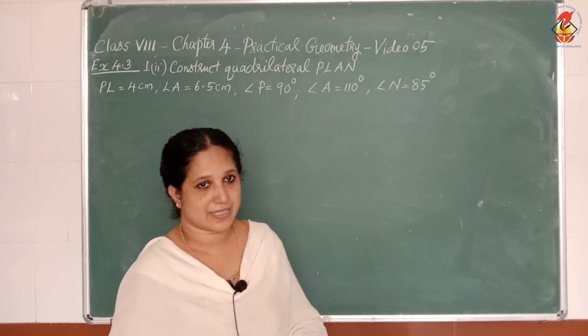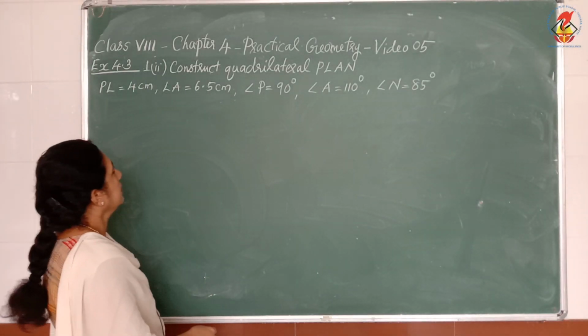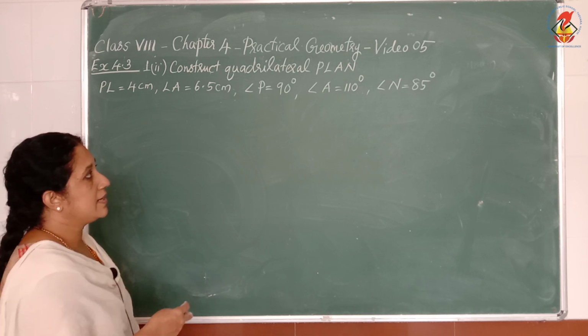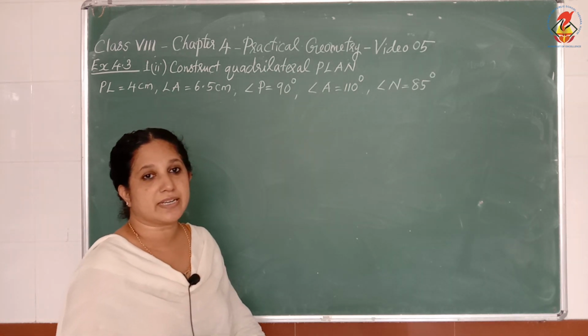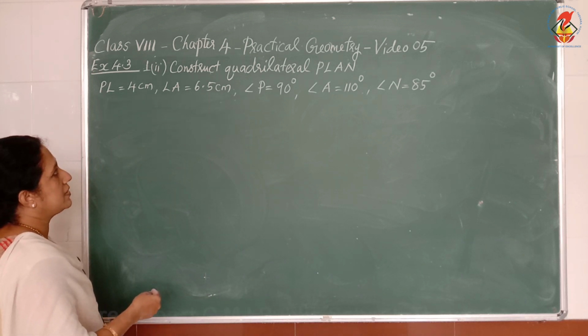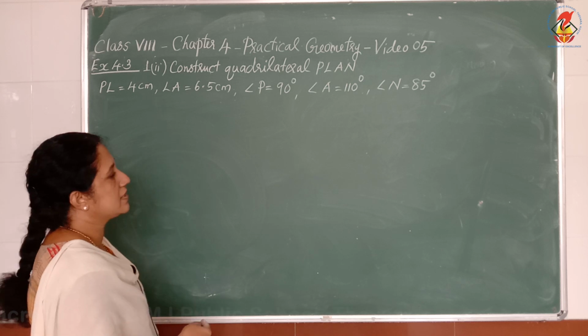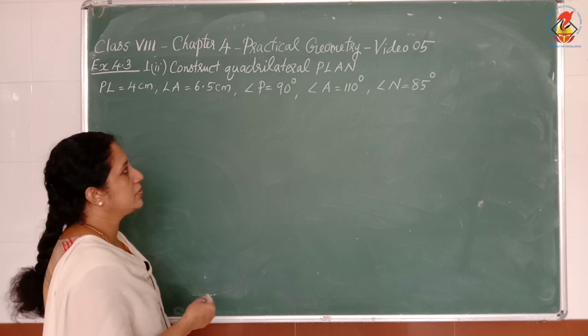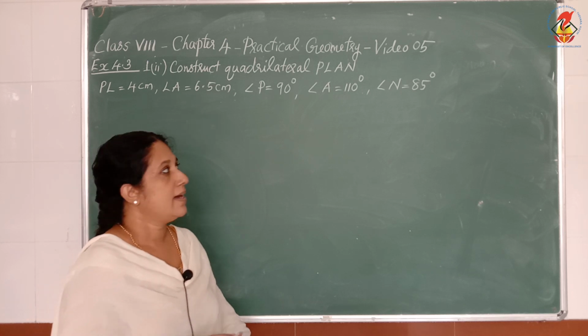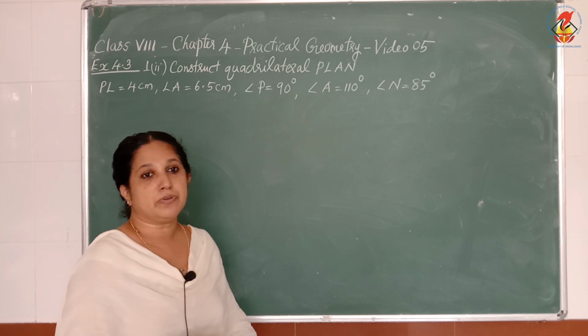We continue with exercise 4.3. Then second question. Construct quadrilateral PLAN. You have to construct quadrilateral PLAN: PL equal to 4 cm, LA equal to 6.5 cm, angle P equal to 90 degree, angle A equal to 110 degree, and angle N equal to 85 degree.